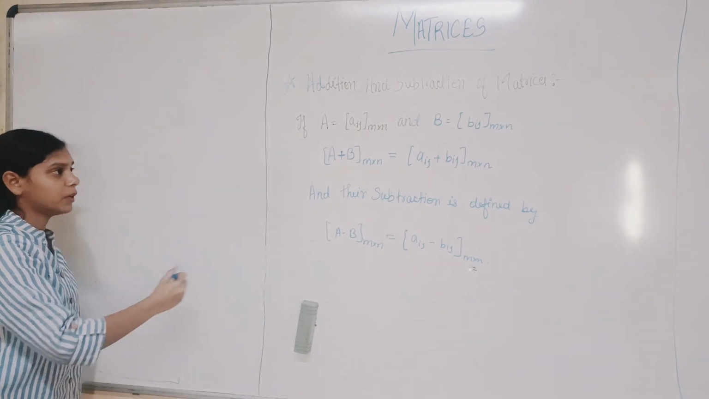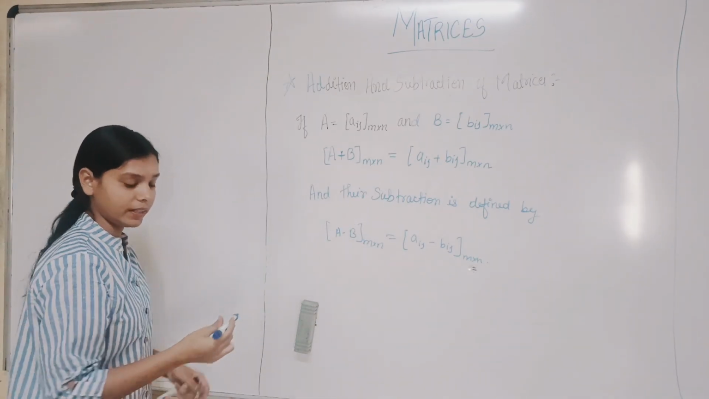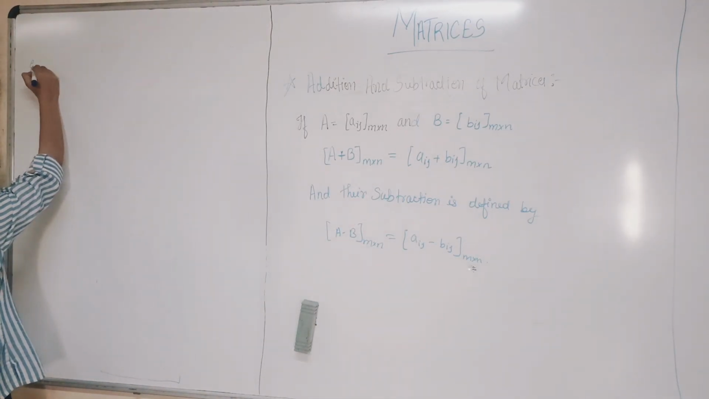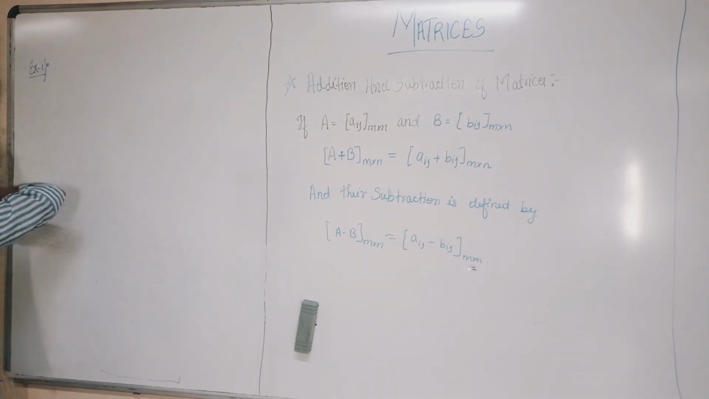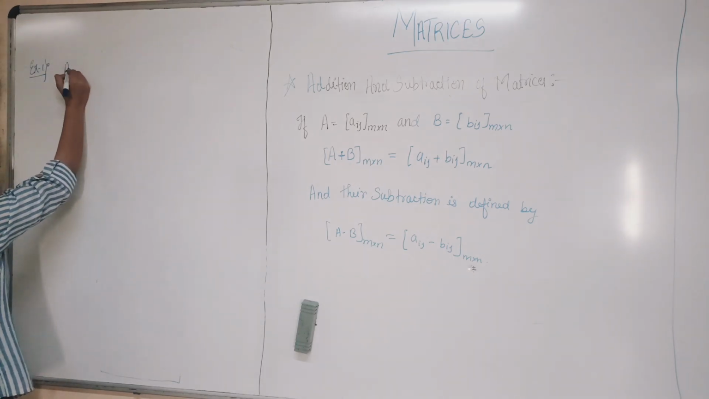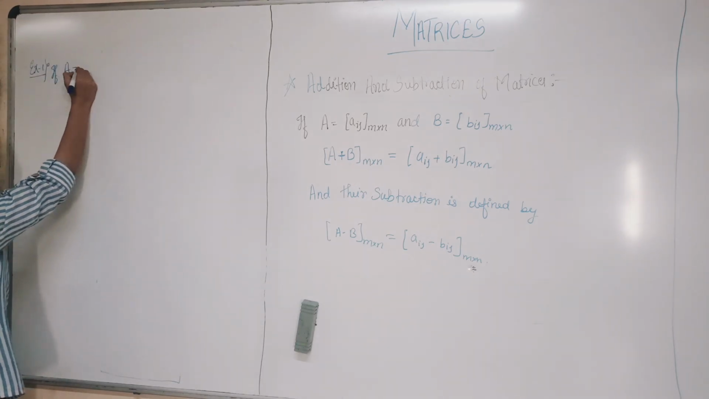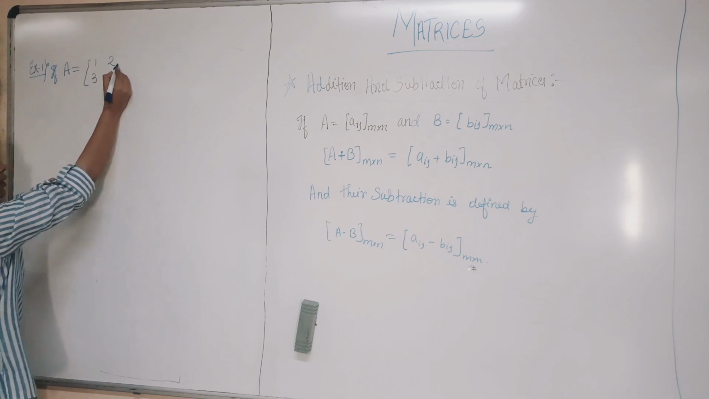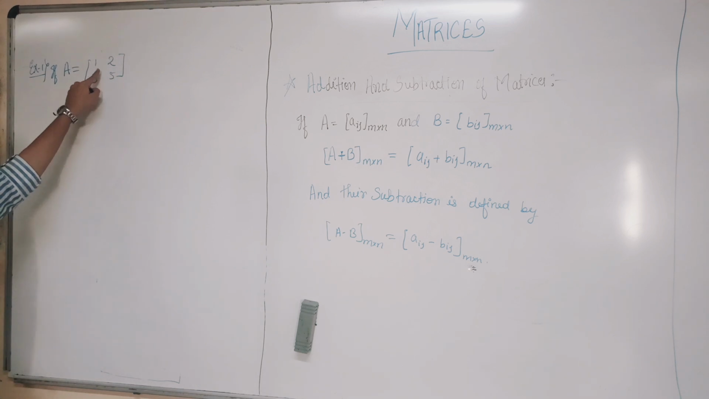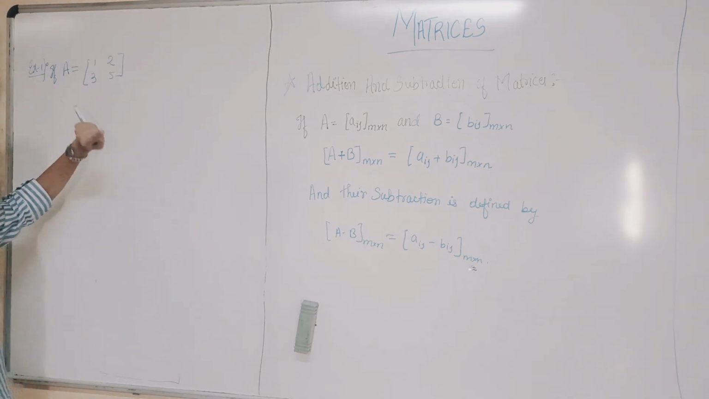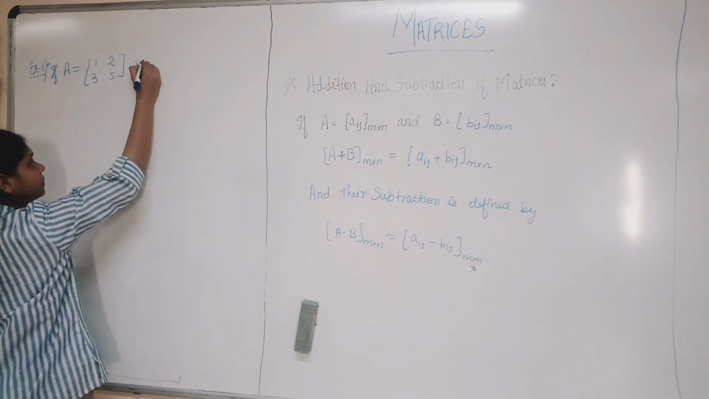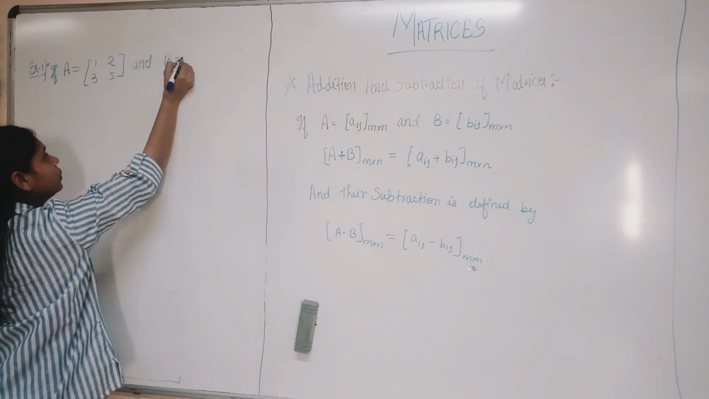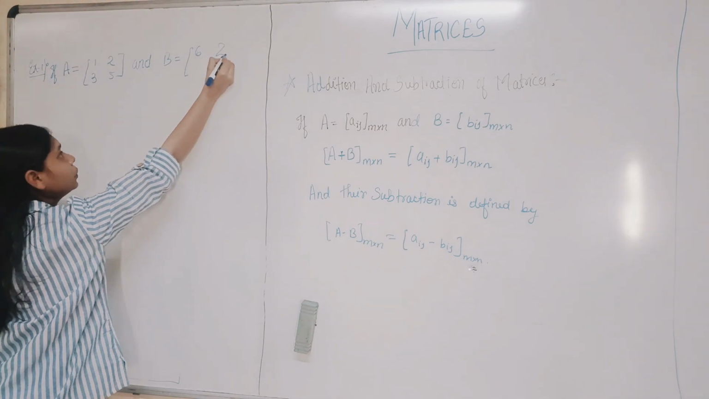Let us take an example for understanding the definition. Take two matrices: if A is equal to 1, 2, 3 and 5, this is the element of this matrix, and B is equal to 6, 2, 1.